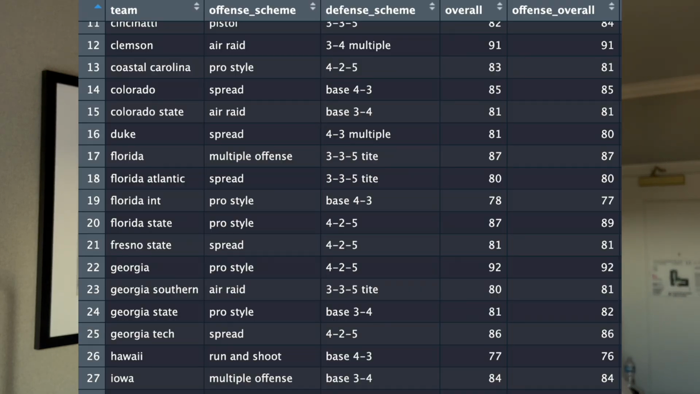Well, it took a while, but I hand collected every single overall for every single offensive starter for 69 different teams, all to answer one question. How does College Football 25 calculate a team's overall rating?